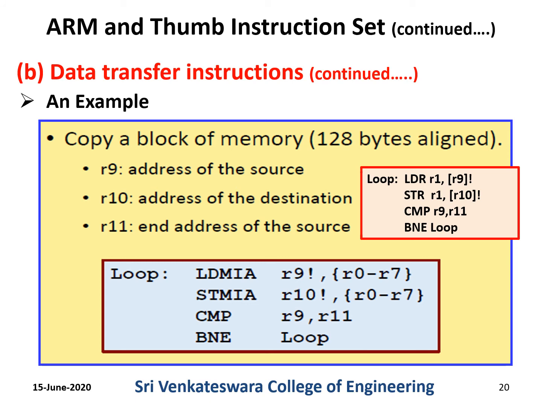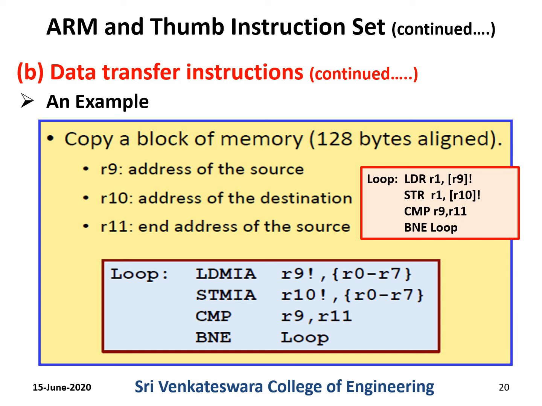So here, now how many times will this loop be executed? It is 128 divided by 8, that is around 16 times. So just you can understand the difference or significance of LDM and STM instructions. So the number of times the loop is executed has reduced drastically.